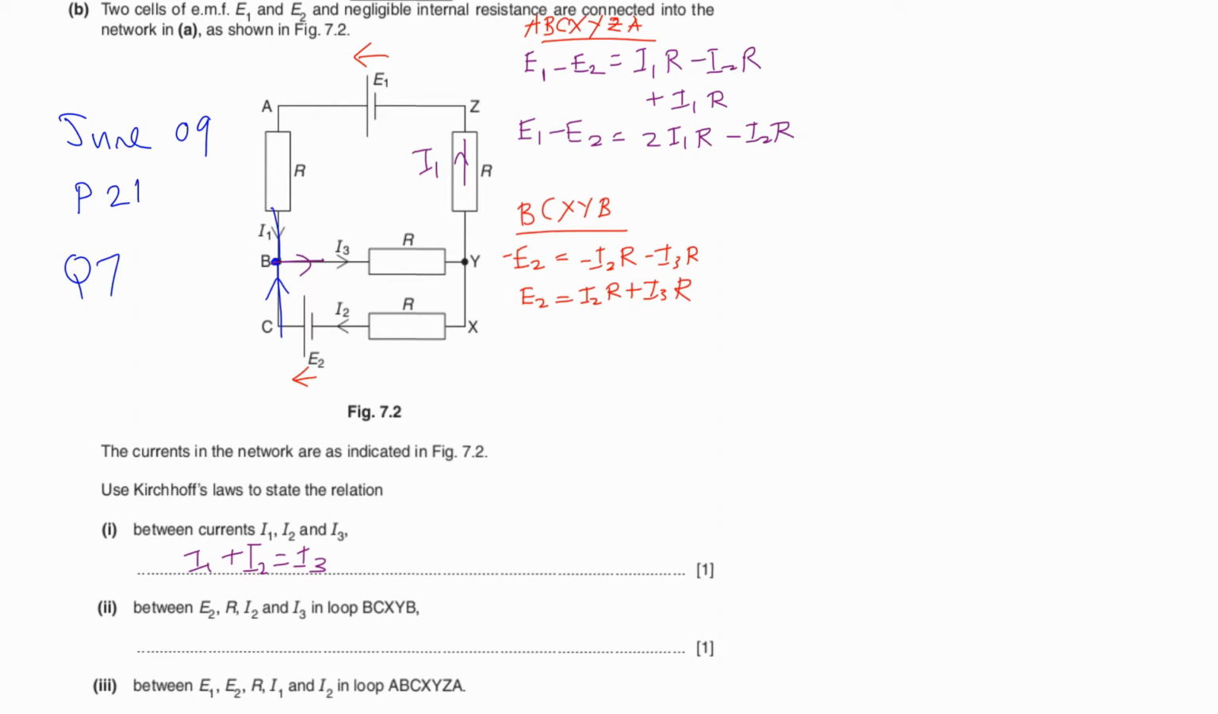Positive I1R. Okay, very good. So then in the end, you get E1 minus E2, positive I1R. Now when you come to here, we are coming to the right, but the current is I2 to the left. So it's positive or negative PD? So it will be negative I2R.